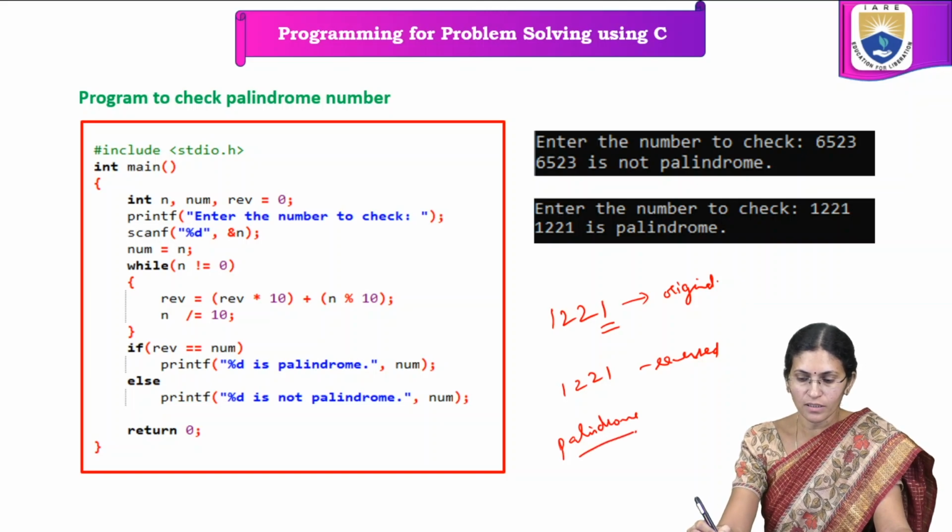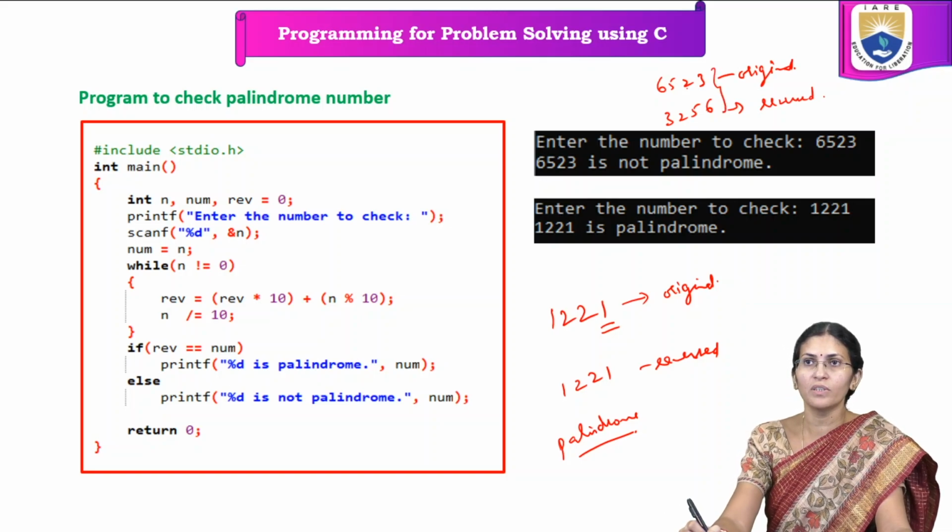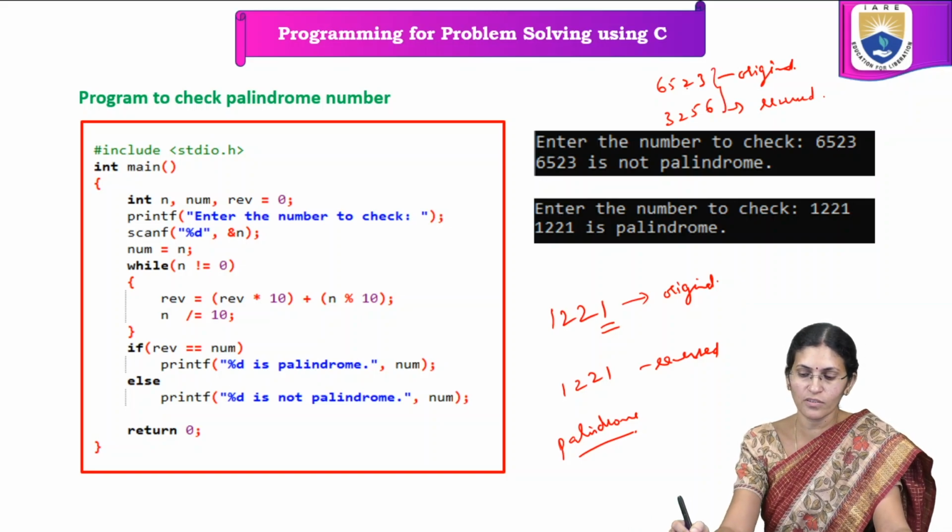Now if you take another number, suppose 6523. So this is the original number, and if you reverse the digits, so 3, 2, 5 and 6. So this is the reversed number. So you can see here both the numbers are totally different. So this is not palindrome.